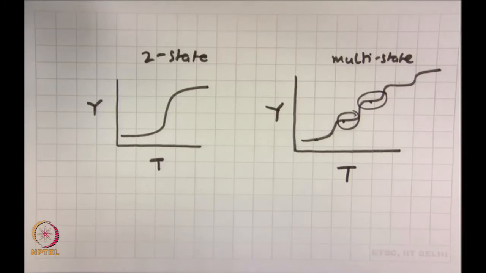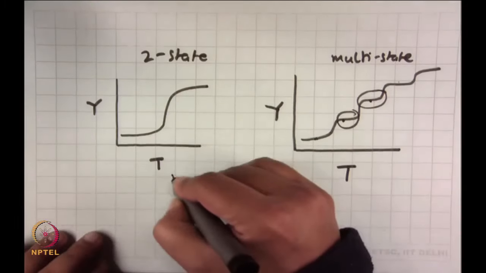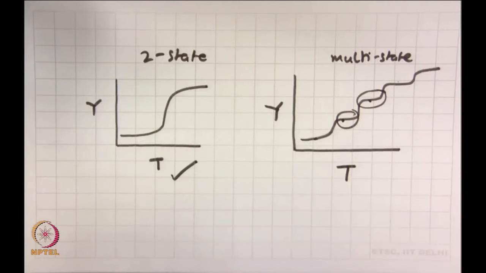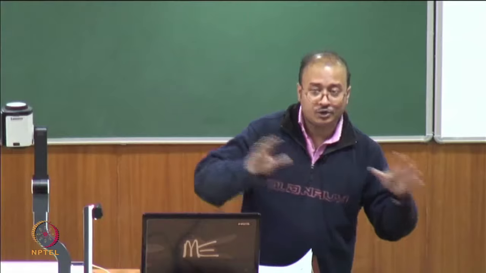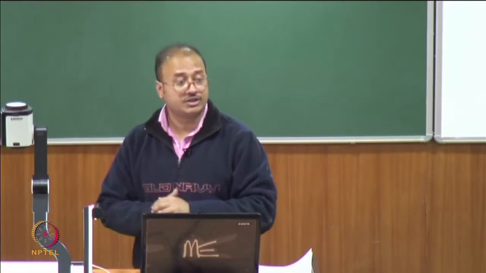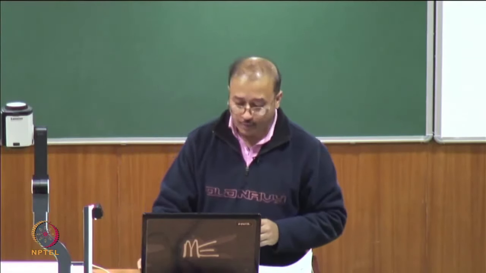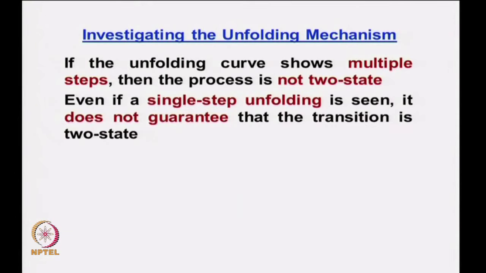That is why when we see a transition like this, we do not say that it is definitely a two state model. What we would rather say is it is consistent with a two state transition, but we do not know for sure, because of the complexity of the process. So, that was one. Is this clear? What do you mean by a two state and multi state if you have transitions like this? Okay. Let us go back to the slides and look at the next slide.